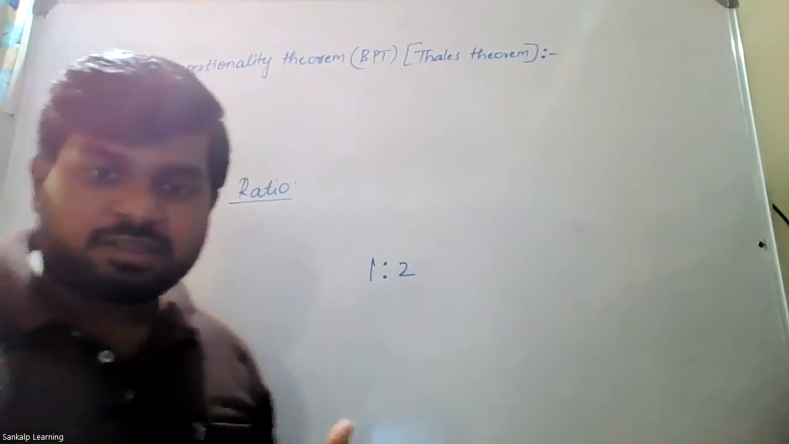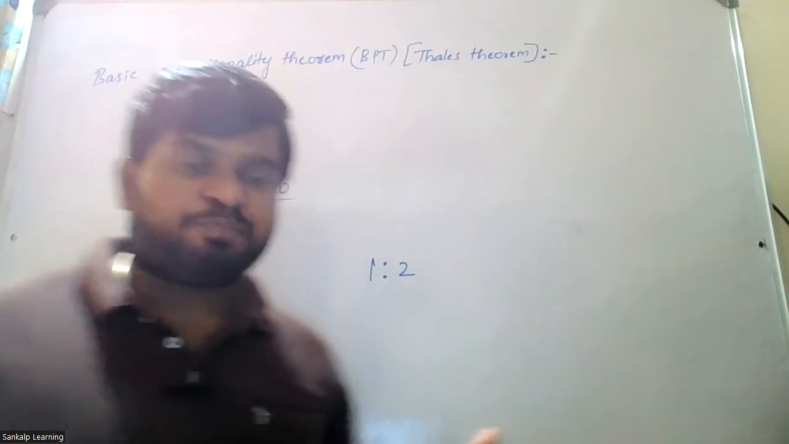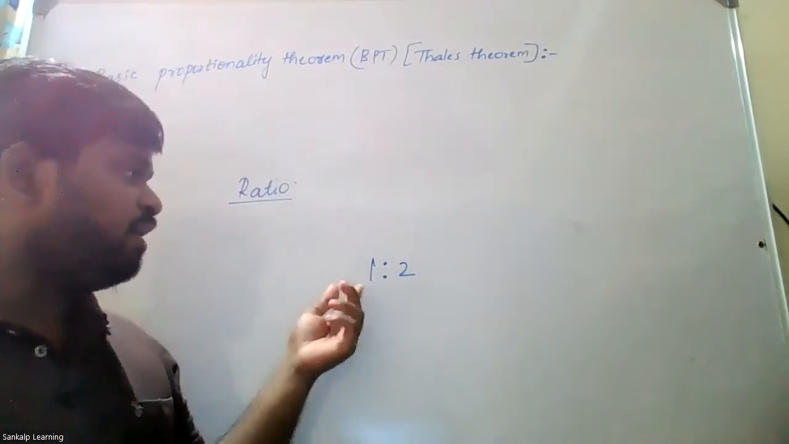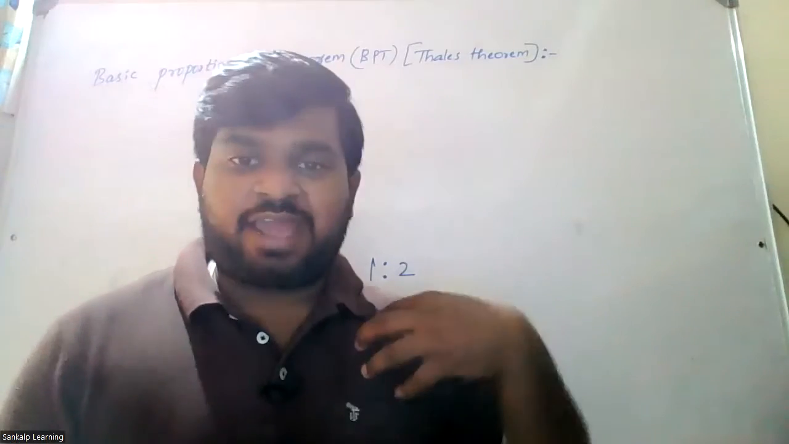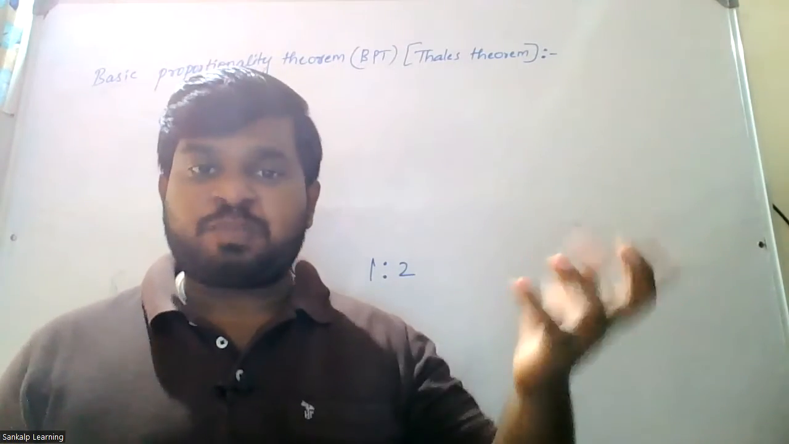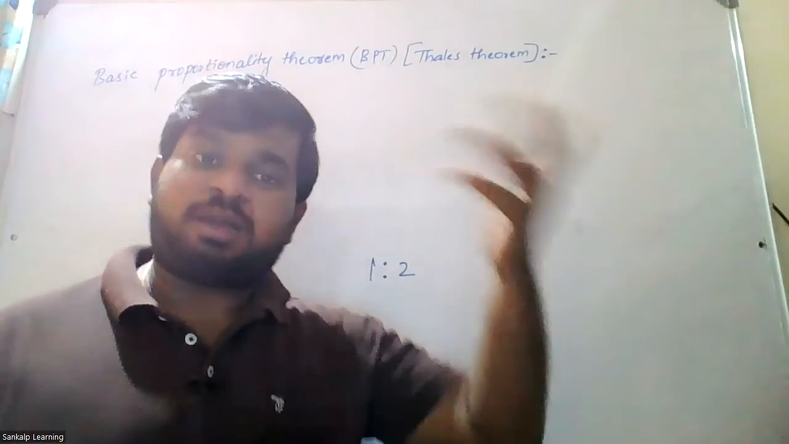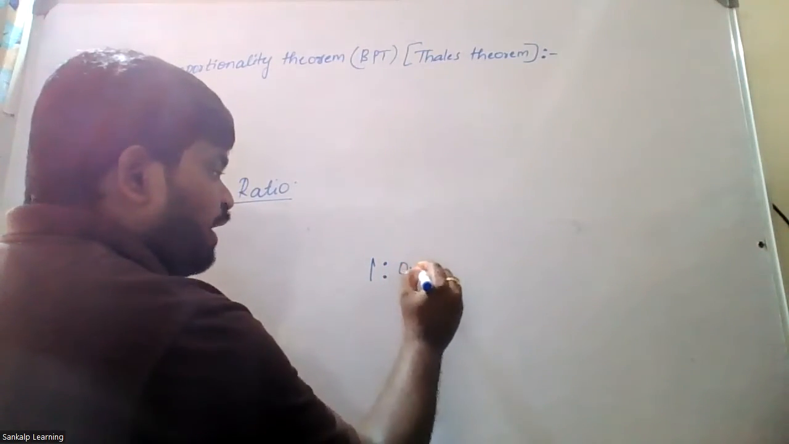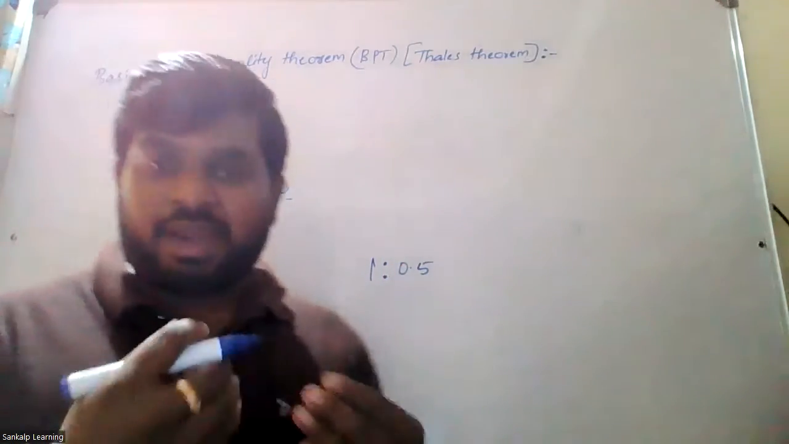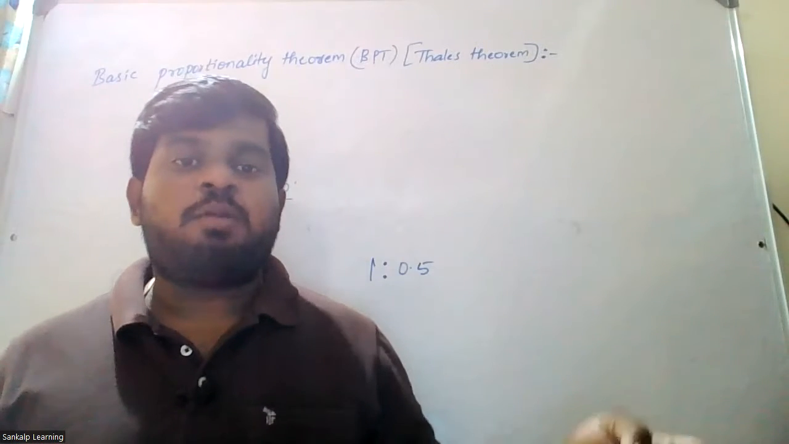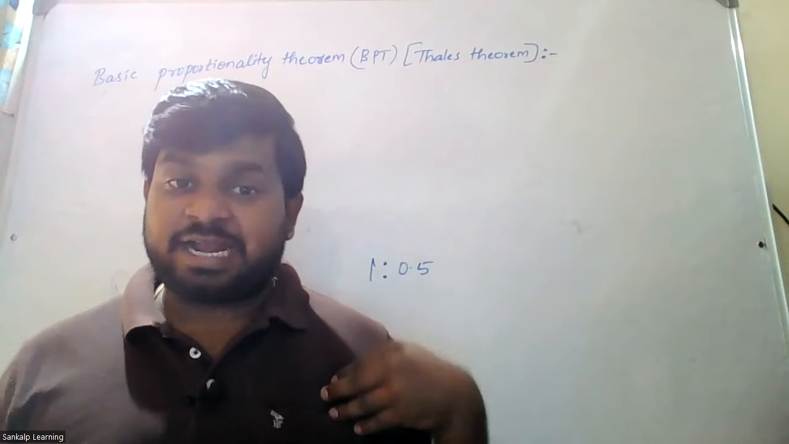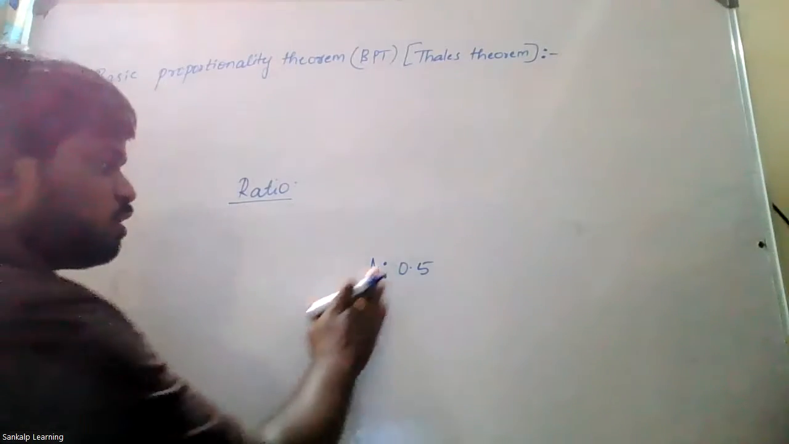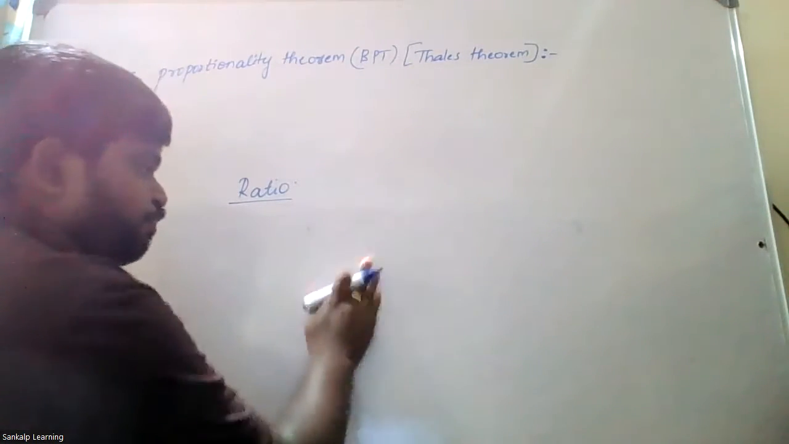So basically ratio is to compare things. We are comparing the number of chocolates between me and my friend. The ratio of chocolates between me and my friend is 1:2, meaning if I get one chocolate, he gets double of me. Or if I say 1:0.5, if I get one chocolate, he just gets half of it. If I get 10 chocolates, you would get 5 chocolates. So basically ratios are used to compare.